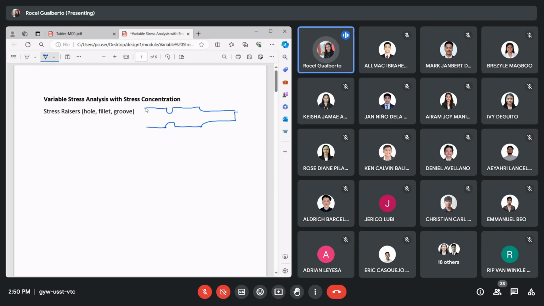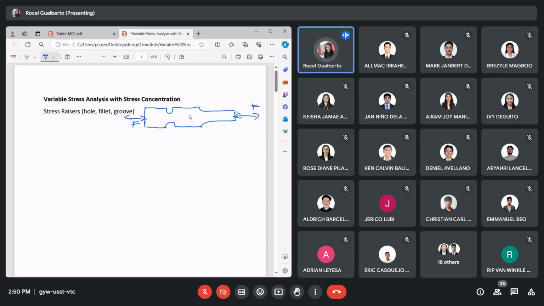So, for example, this is our machine member and then loaded with a variable force. Okay? So, yung variable force meaning nagva-vary po yung force na ina-apply. Say 5, 10, 15, 20, then go back to 5. Okay? So, nagva-vary po yung force na ina-apply natin.